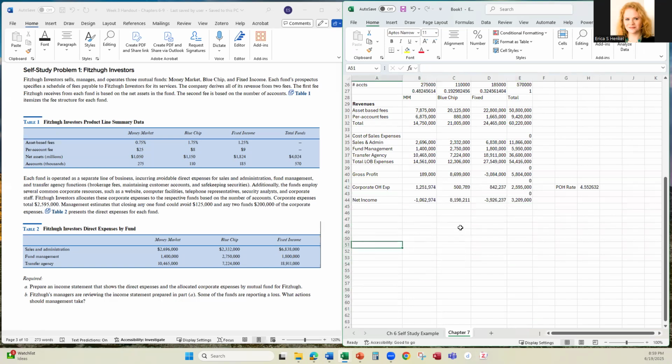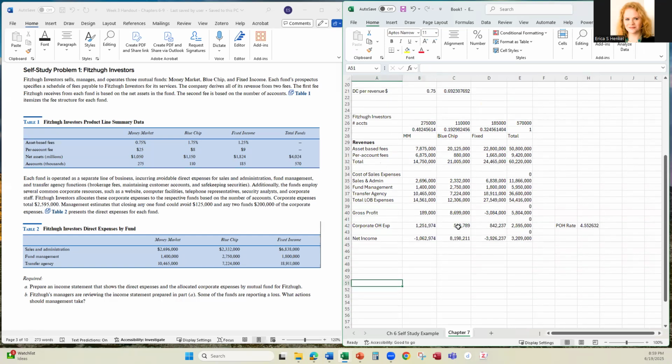All right. So that's the sample income statement that I would come up with. And they're saying some of the funds are reporting a loss. What actions should management take? Well, okay, so let's think about this, right? We've got money market funds, blue chip funds, and fixed income funds. Probably what they want to do is actually consider whether this is the right allocation method, if doing it based on the number of accounts is appropriate.